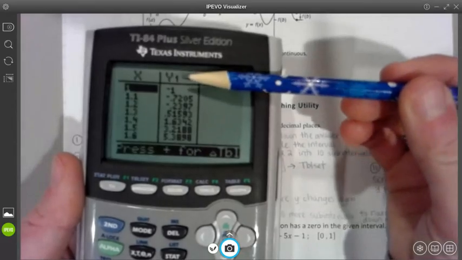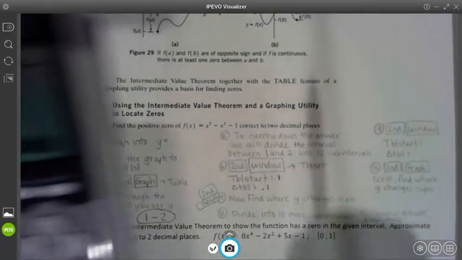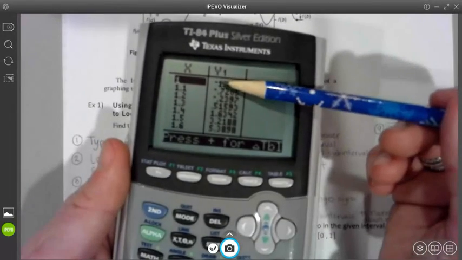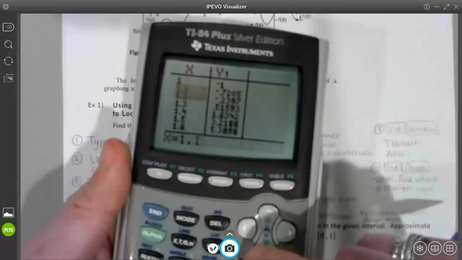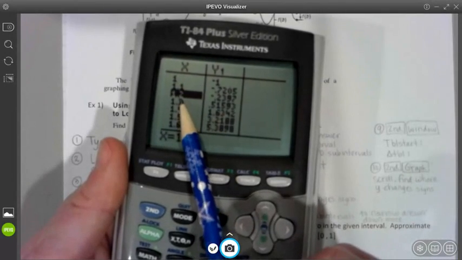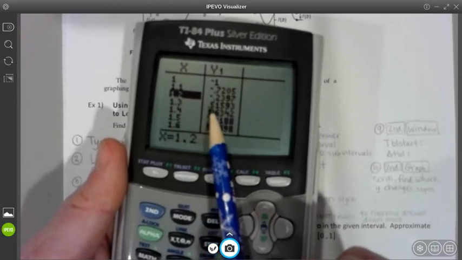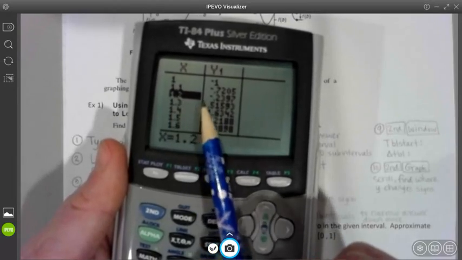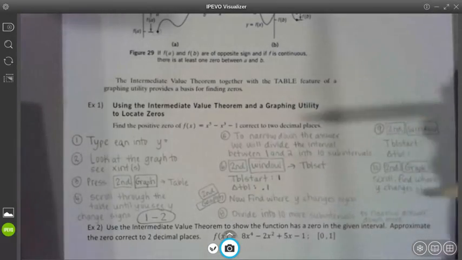And now you're going to scroll through the list and find where y changes signs again, right? So now scroll through, see how y is negative, negative, negative. Oh, now it's positive. So that means when x was 1.2, y was negative. When x is 1.3, y is positive. So now we know somewhere in between 1.2 and 1.3 is where there's an x-intercept.